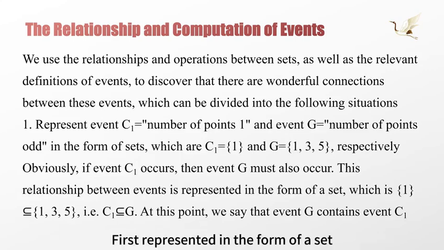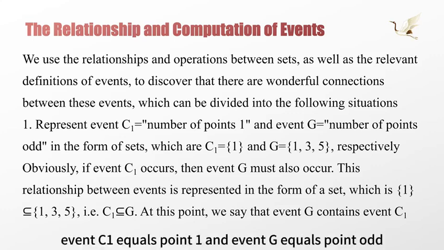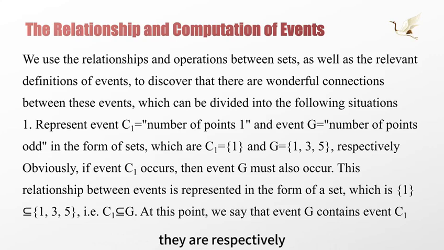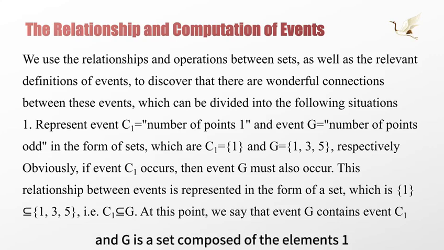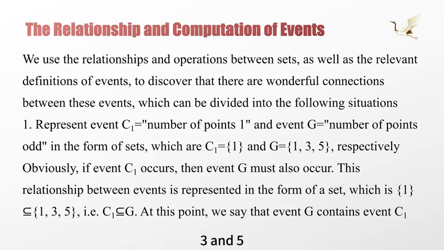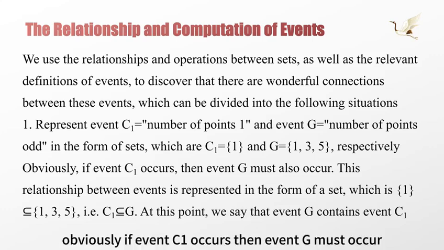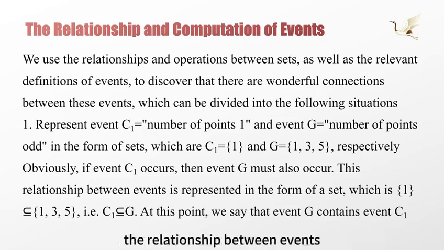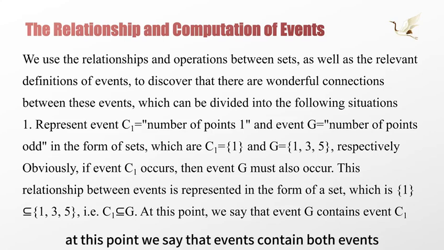First, represented in the form of a set, event C1 equals point 1 and event G equals point odd. They are, respectively, C1 is a set composed of the element 1 and G is a set composed of the elements 1, 3, and 5. Obviously, if event C1 occurs, then event G must occur. The relationship between events is represented in the form of a set, where set {1} is included in set {1, 3, 5}, that is, C1 is included in G. At this point, we say that event G contains event C1.